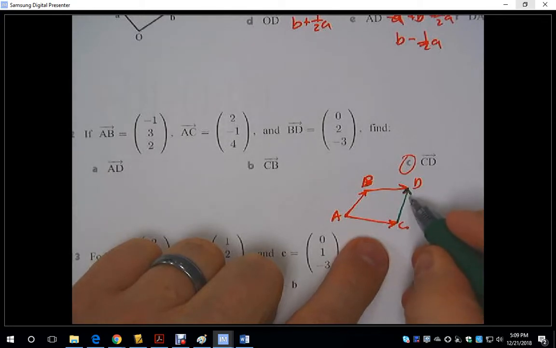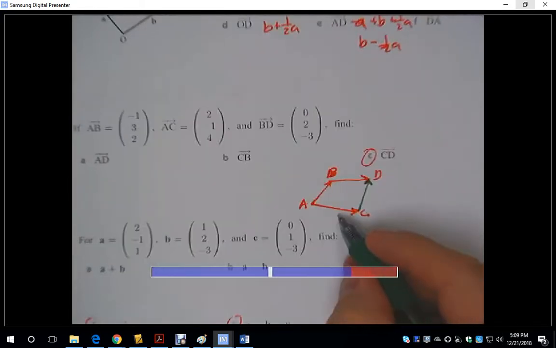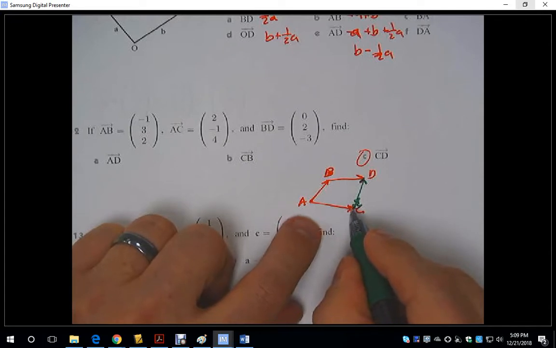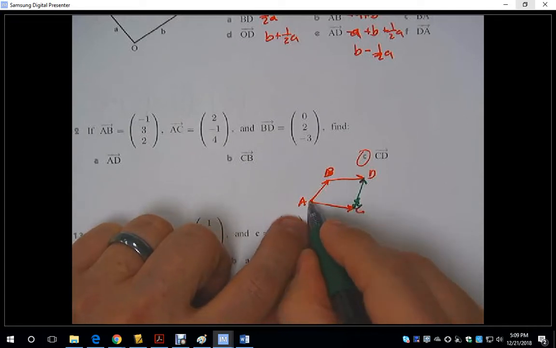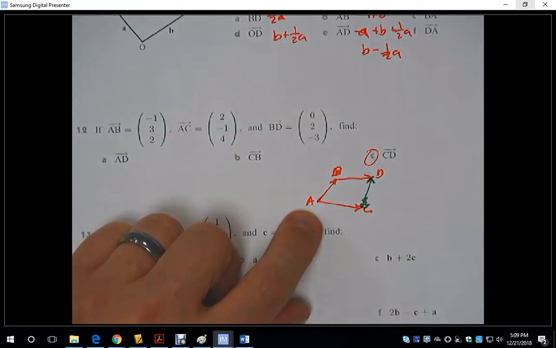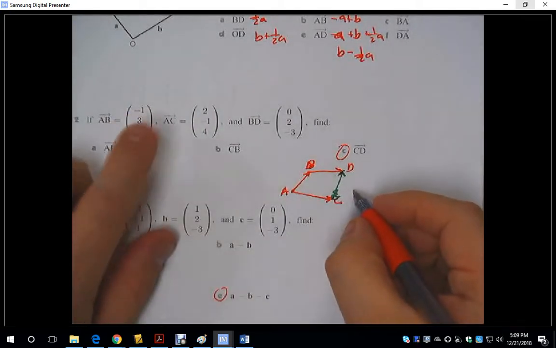Well, in order to go from C to D, I need to reverse this vector here. If I reverse this vector, and my sailboat starts here, then C to A and A to B and B to D will take me to the same point as from C to D. So we're going to just add the opposite of this.